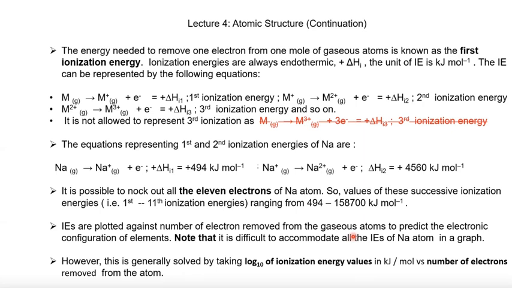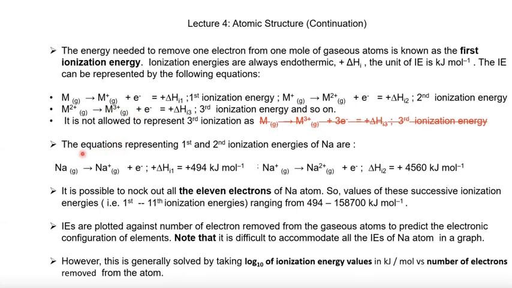Please note, if we write this for a third ionization, it is not correct. We cannot directly go from a gaseous atom to a third cation and get 3 electrons out of it. And we don't call it ionization energy. This is not the third ionization energy. So for the third ionization energy, we write like this in the equation.